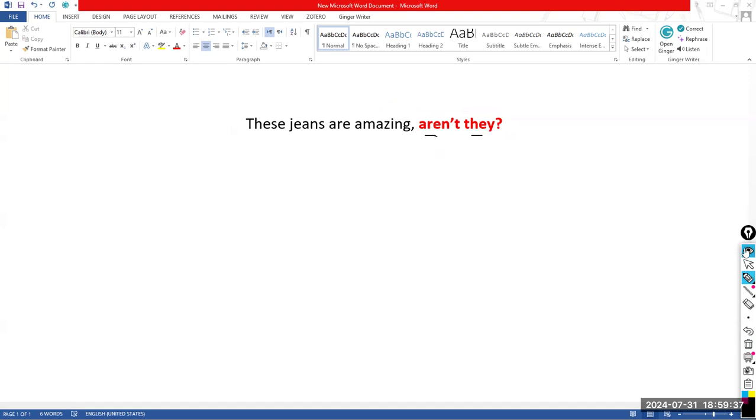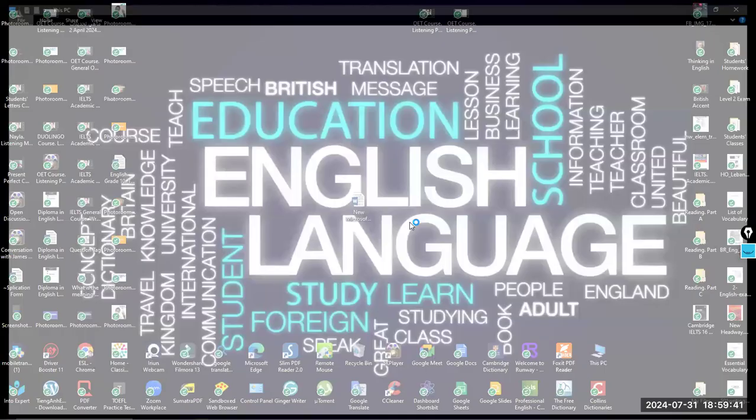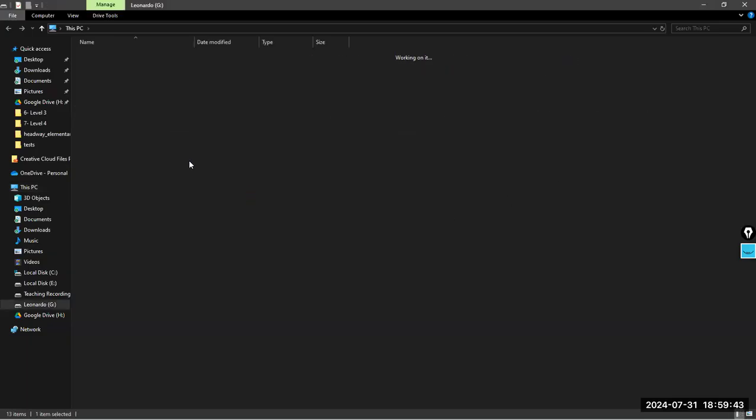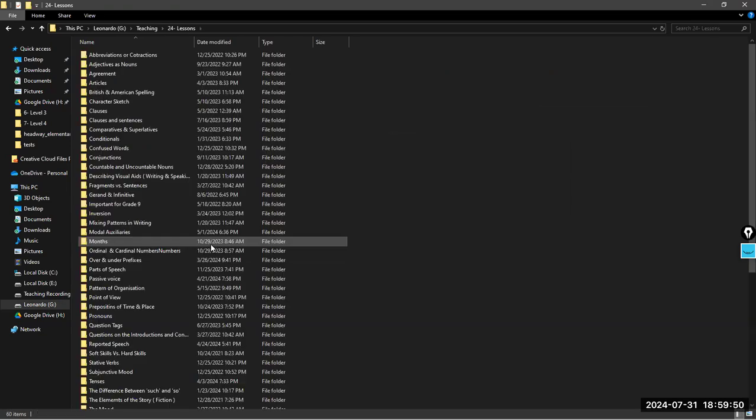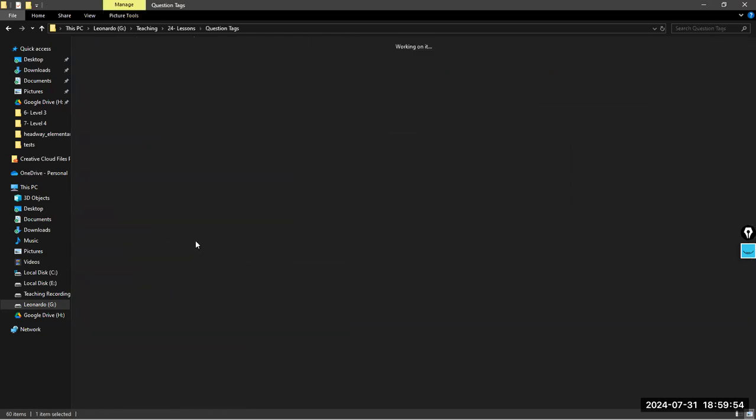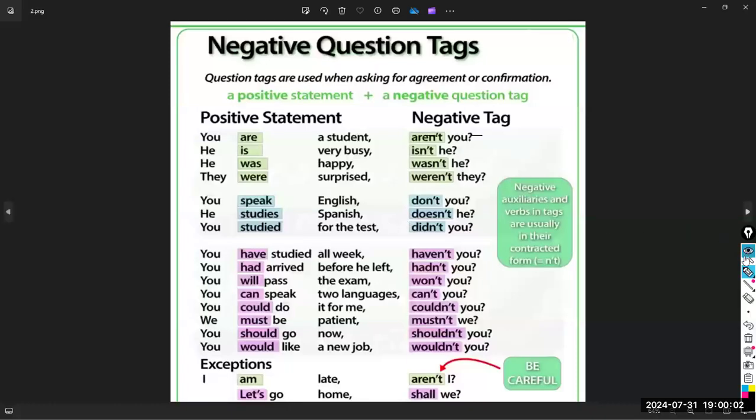Let's take a look at the rules that we have concerning the question tags because you have to learn how to use the question tags correctly. Let me open the lesson about the question tag. It's not that hard. It's really easy, but absolutely this lesson is really important. Okay. These 2 pages, guys, are talking about the complete lesson of the question tag. Let me show you the rules.